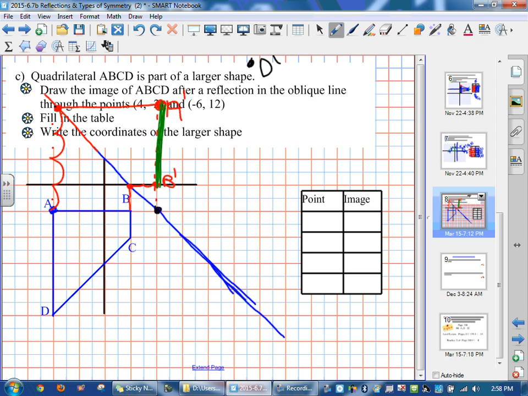Now I count C. How far is C away from the line? 1, 2, 3, 4. He's 4 away from the line. I go 4 the other way. 1, 2, 3, 4. So there is our C prime. So now I know all the numbers. Oh, B prime should be over here. I'm too high.